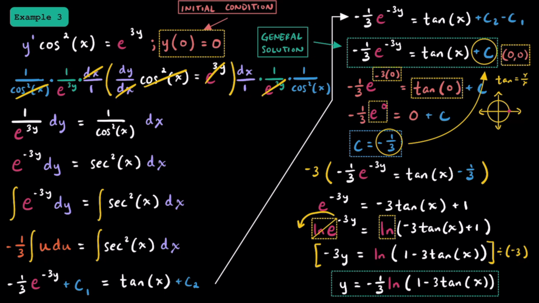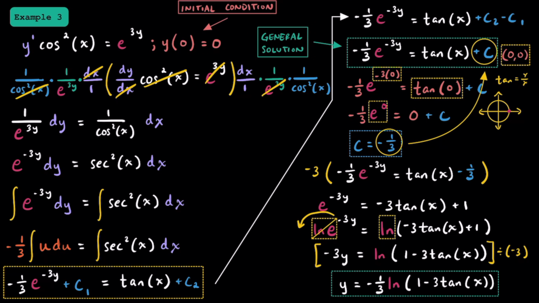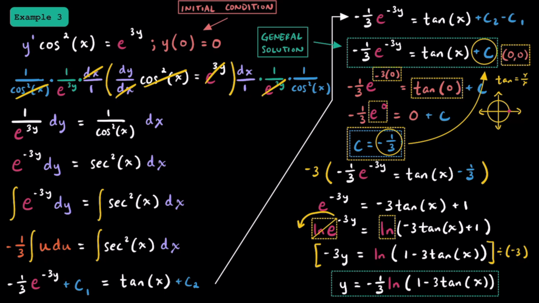And just a quick recap, ignore your initial condition to start. Separate your variables. If you can, rewrite them in a form that's easier to integrate. Go ahead and integrate and be sure to use substitution when it makes your life easier. Don't forget about your constants. Get your general solution. Use your initial condition to find c. And rearrange as necessary to solve for y.